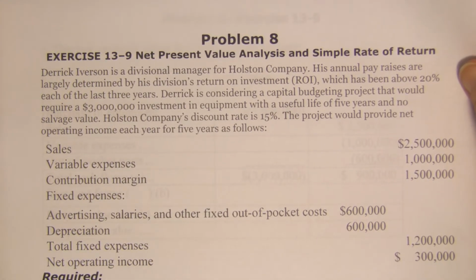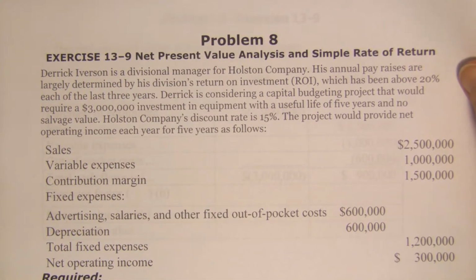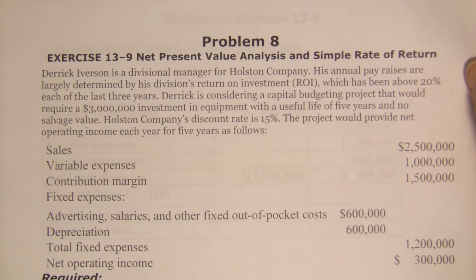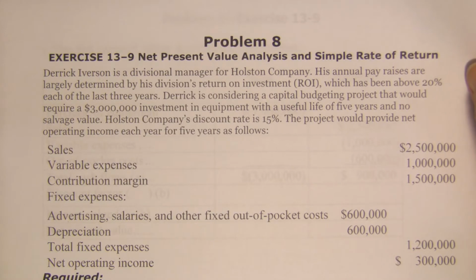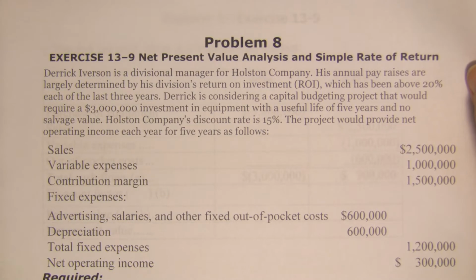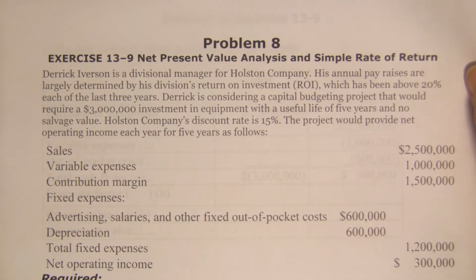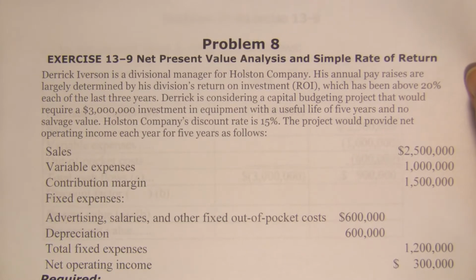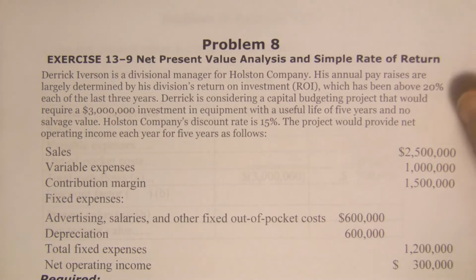Problem 8, which is exercise 13.9 in your text, is the quintessential accounting problem. Here's where the goals of the company and the goals of the manager are misaligned. And this happens, and this is a real good example of that. Let's take a look at what's going on here.